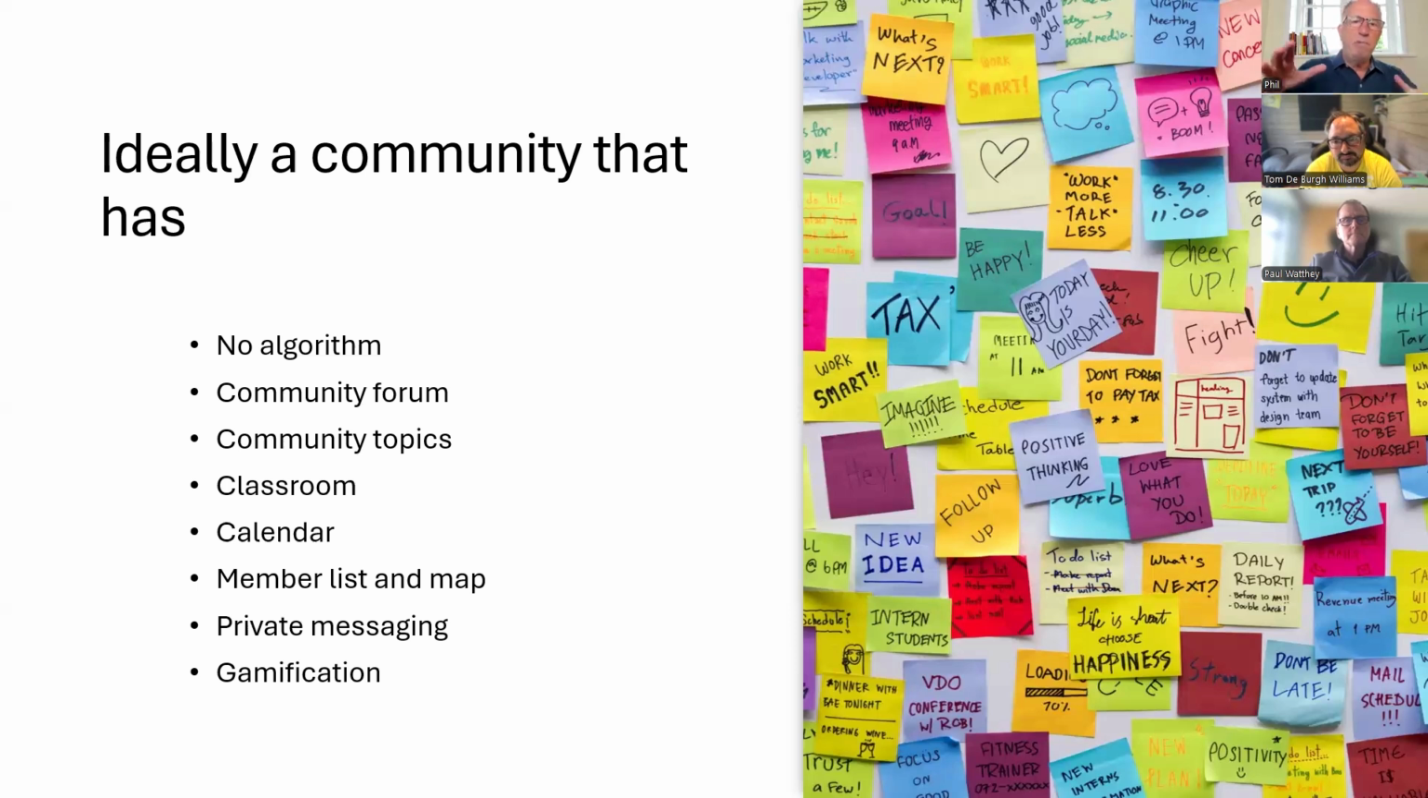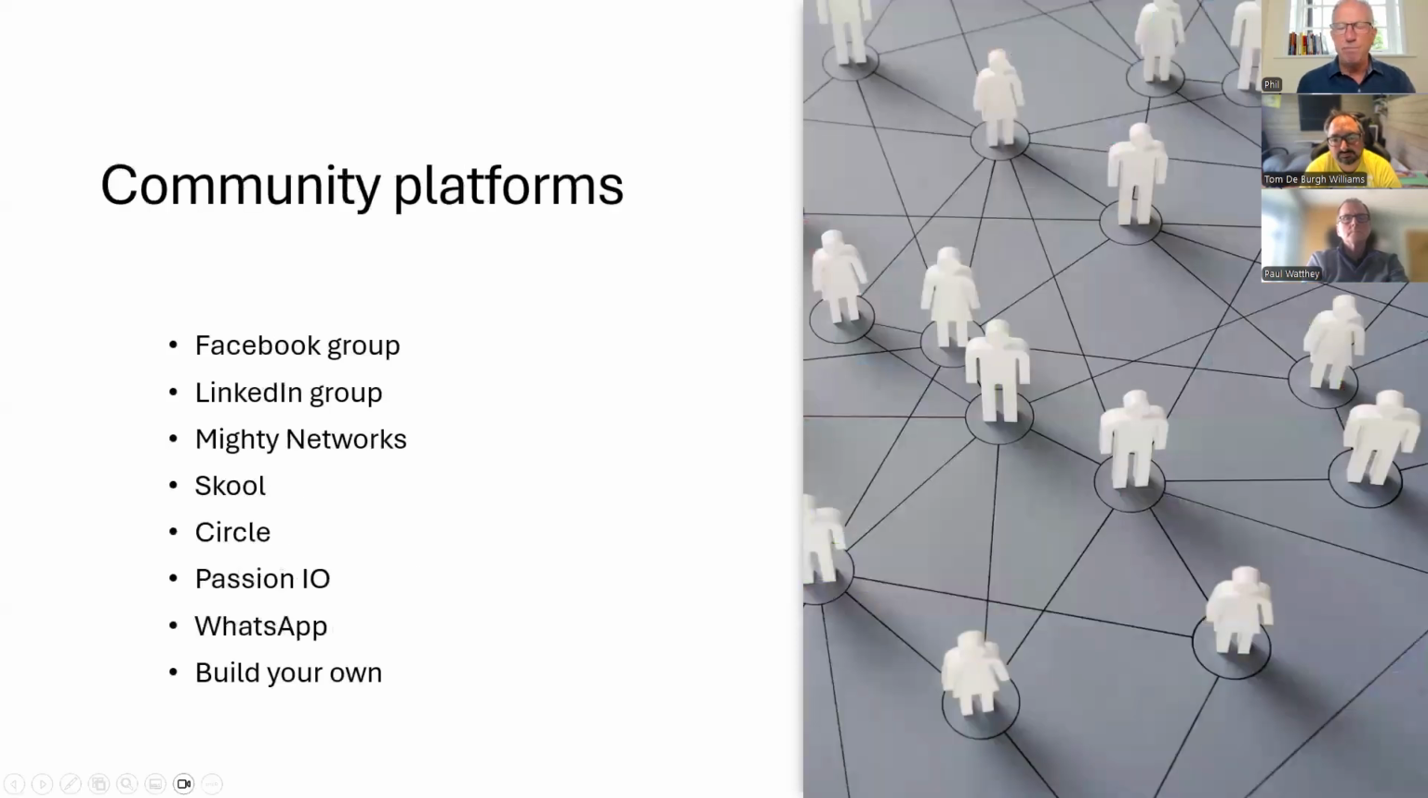And the reason why people don't see every bit of content that goes in the group is because Facebook decides what you see in a Facebook group. So in an ideal world, if you're going to do this, you want a community that has no algorithm telling people what to see. You need to have some sort of forum where people can chat. You can separate it by topics, nice classroom area, have a calendar, member list, private messaging, and sometimes a bit of gamification. And the sort of platforms that you can put your courses into, that's what Pete Matthew's been doing now. He's selling his courses within his community.